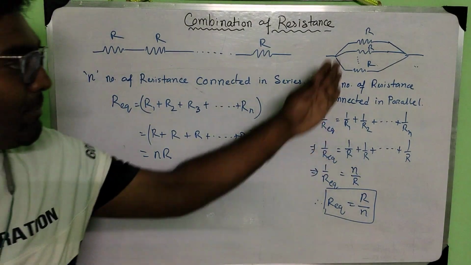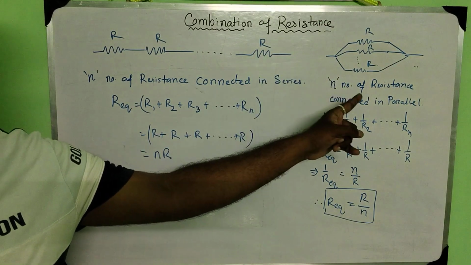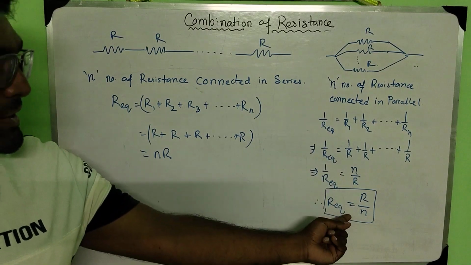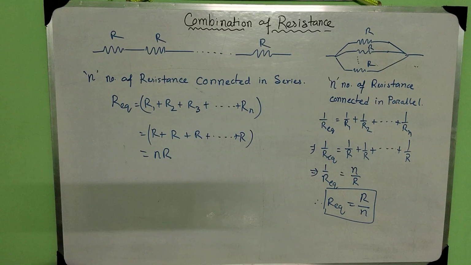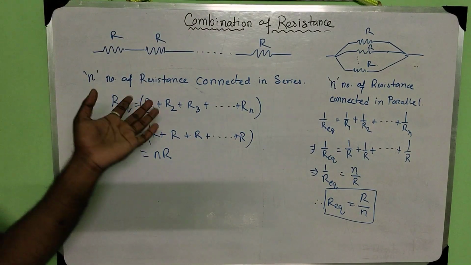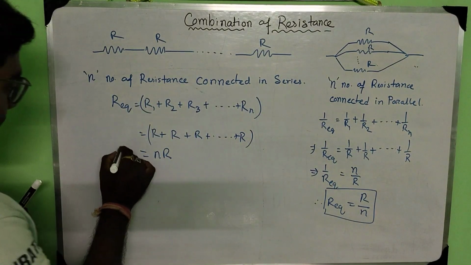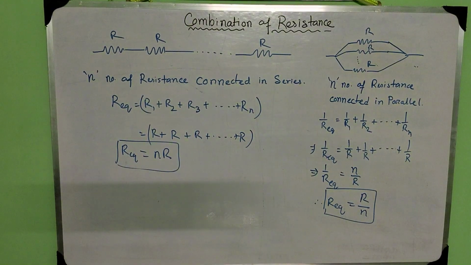So for parallel connection, if n number of resistances are in parallel combination and each resistance has the same magnitude, then the equivalent resistance is R by n. And for series combination, if n number of resistances are in series and each has the same magnitude, then the equivalent resistance will be nR. I think it is clear to everyone. Okay.